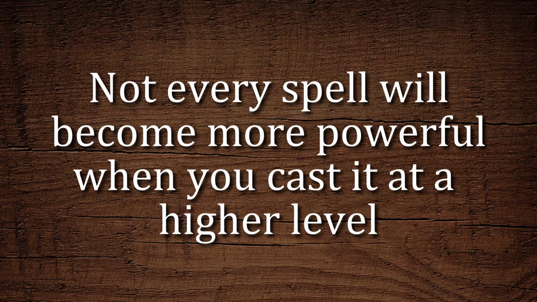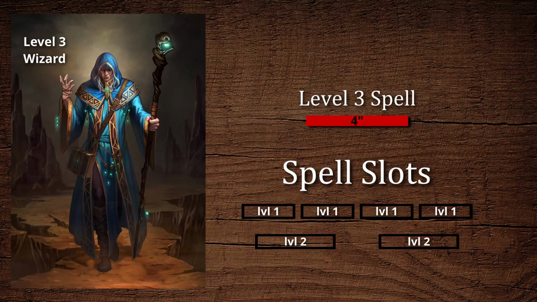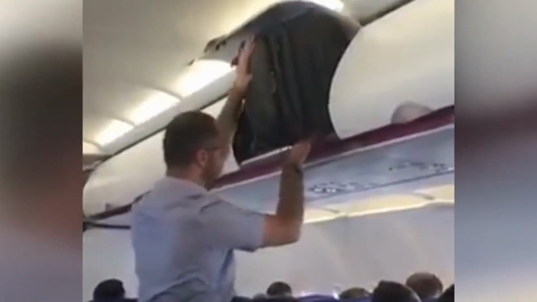Not every spell becomes more powerful when you cast it at a higher level, but regardless of the level you cast it at, or whether it will become more powerful in this way, any level spell will always fill an entire spell slot. If you wanted to cast a level 3 spell, you would only be able to if you had a spell slot of level 3 or higher, since the spell would be 4 inches long, and wouldn't fit in a level 1 or 2 slot.